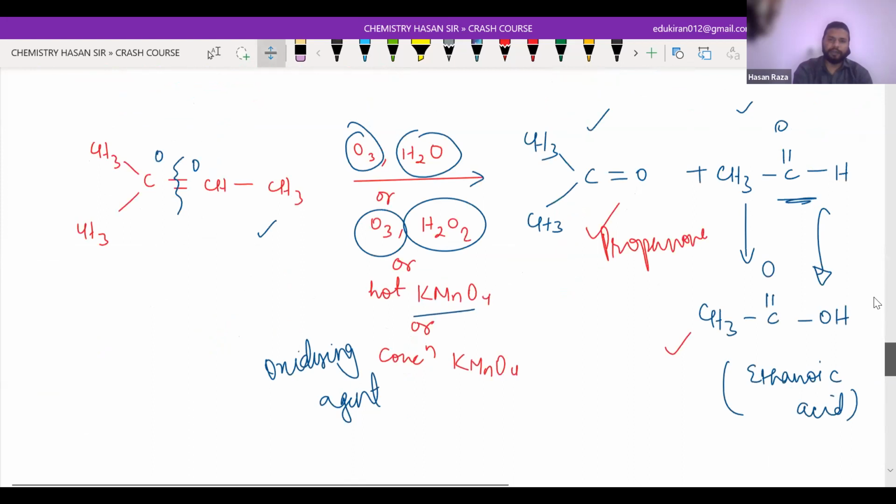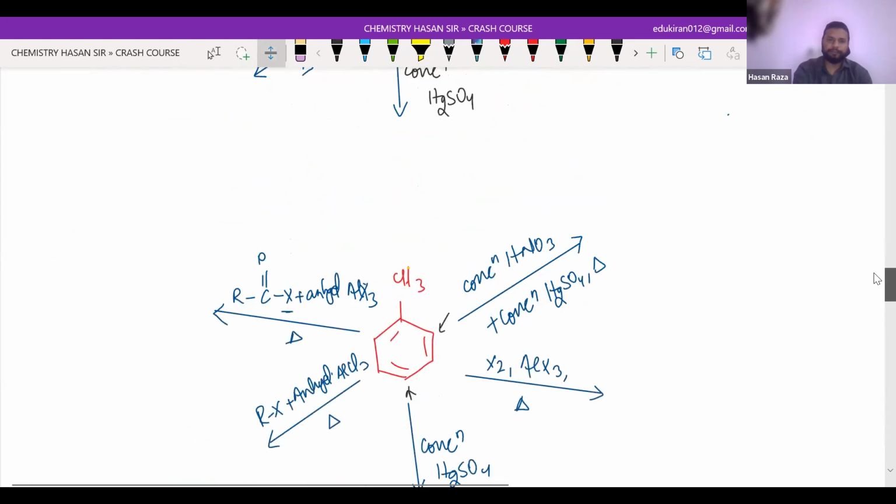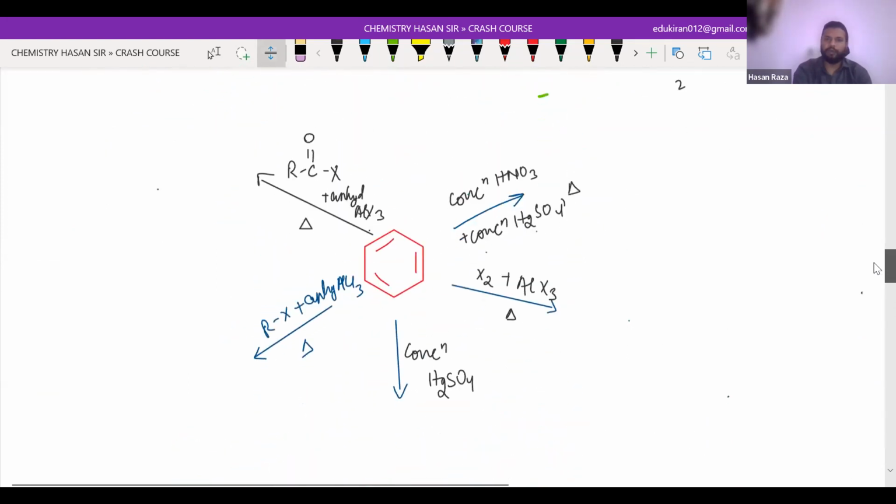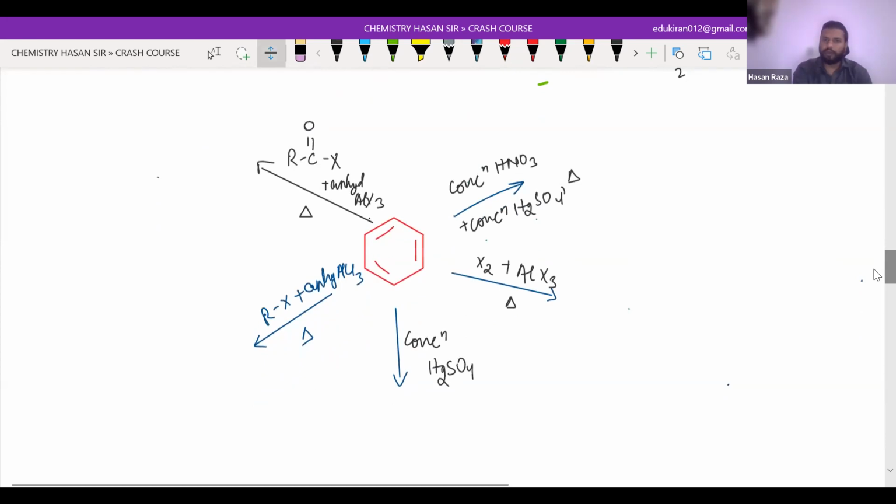Now see the next chemical properties. I'm going to show you this electrophilic substitution reaction. What you need to remember: have you heard of nitration, halogenation, sulfonation, Friedel-Crafts alkylation, Friedel-Crafts acylation? Yes or no? Just let me know, please.